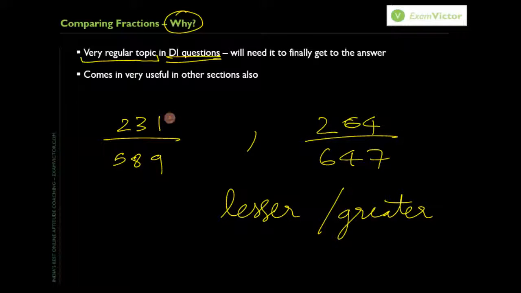Sitting and dividing this and getting to some third place of decimal, 0.143, all this doesn't matter, right? This is absolutely useless. This is not what they are testing.